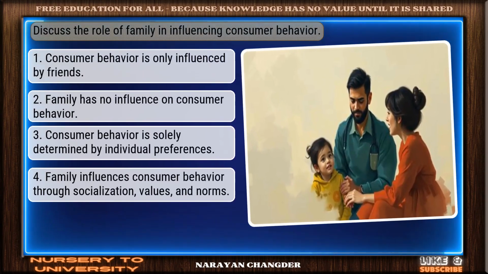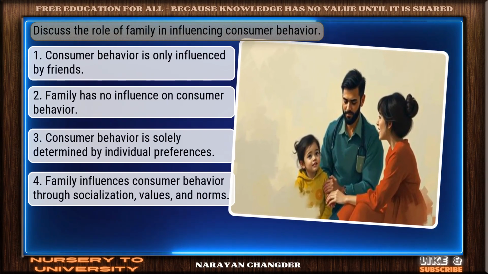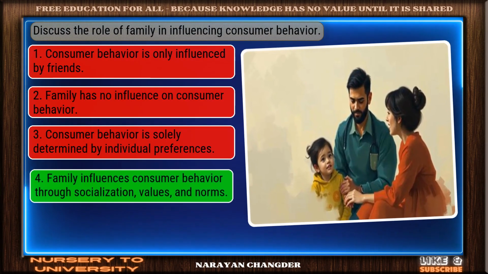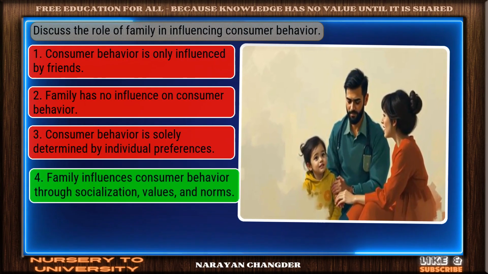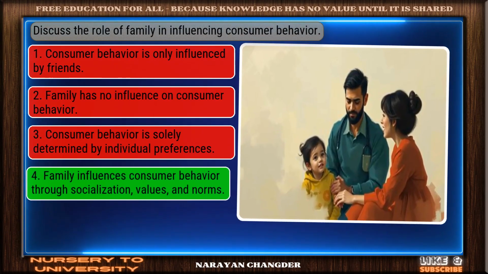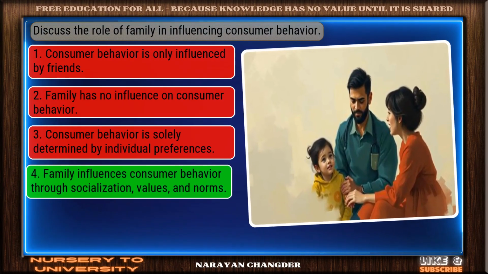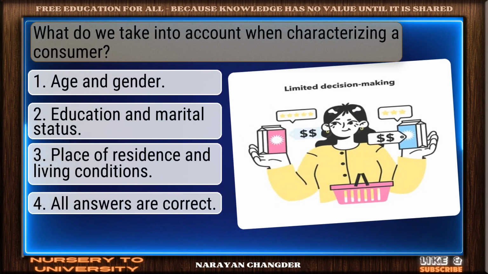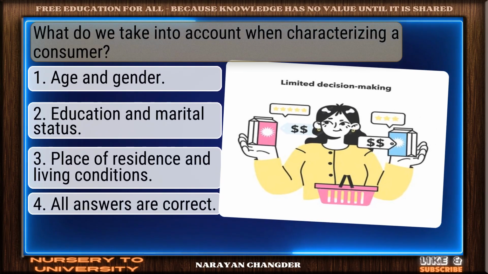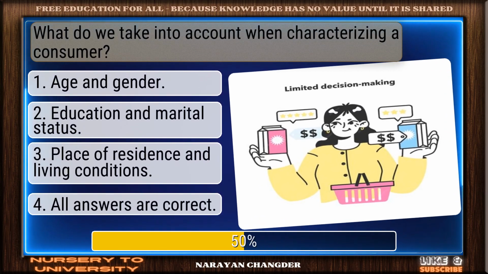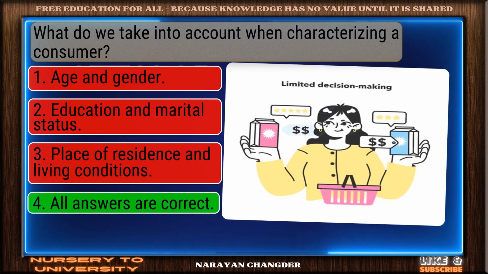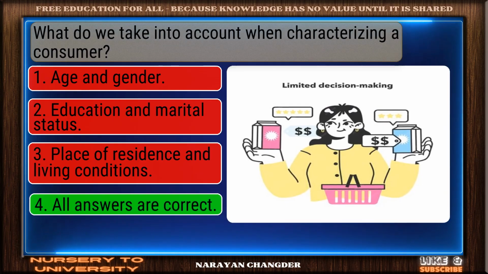Discuss the role of family in influencing consumer behavior. Great job. Family influences consumer behavior through socialization, values, and norms is the accurate answer. What do we take into account when characterizing a consumer? Solid response. All answers are correct is a valid choice.